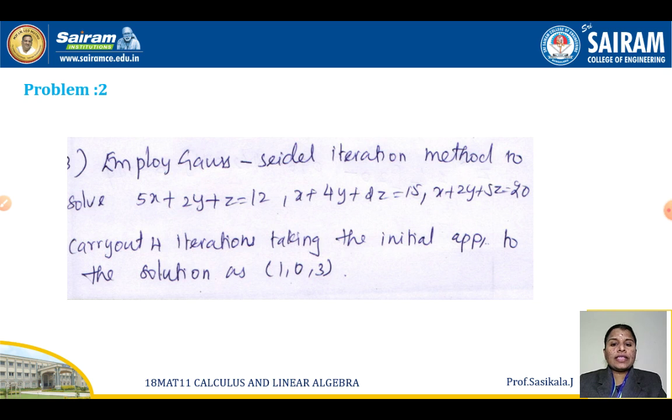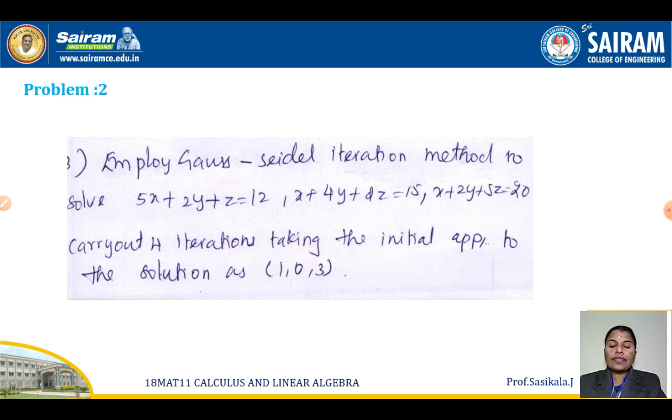Employ Gauss-Seidel iterations method to solve 5x plus 2y plus z equal to 12, and x plus 4y plus 2z equal to 15, and x plus 2y plus 5z equal to 20. Carry out 4 iterations taking the initial approximations to the solution as (1, 0, 3).